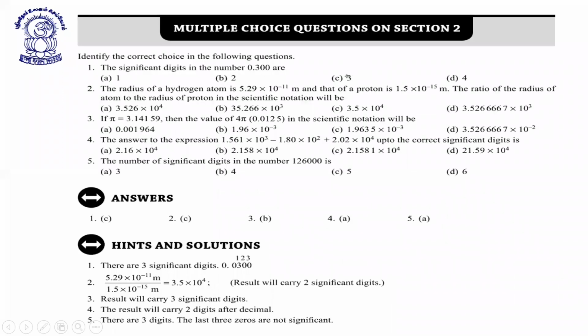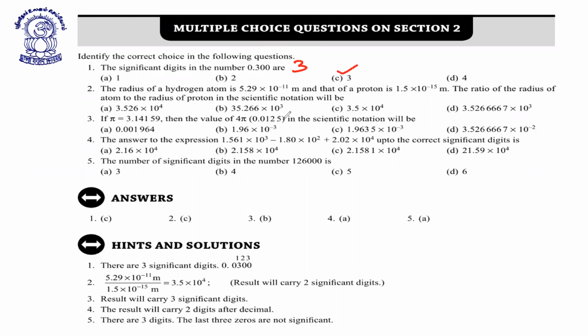Now coming to the questions based on this concept, very, very important. The significant digits in the number 0.300 are: So after the decimal, all the zeros are significant, first rule. So the answer is 3, because 300. So the answer is 3. First one is C.